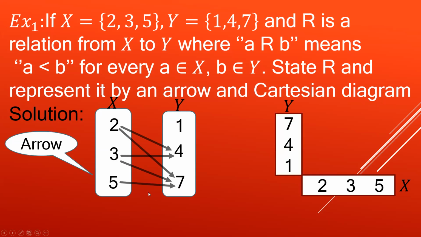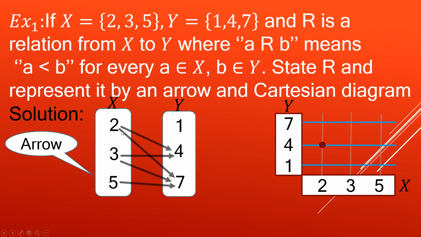What about the Cartesian diagram? As we studied in the previous lesson, we can draw the first column or the horizontal column, which contains the elements of the first set, and the second column or the vertical column, which contains the elements of the second set. And then plot each ordered pair.